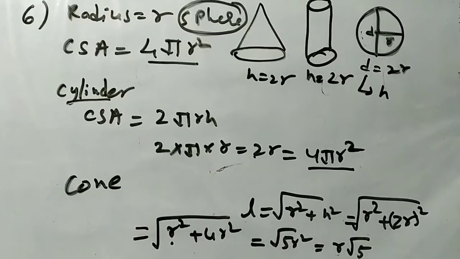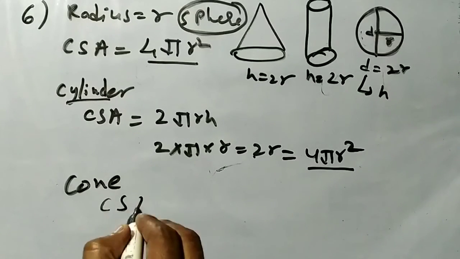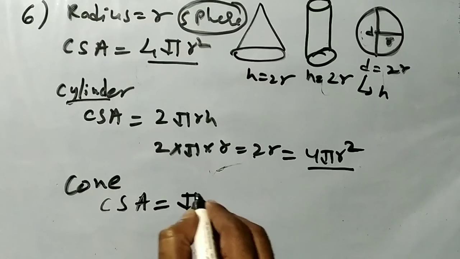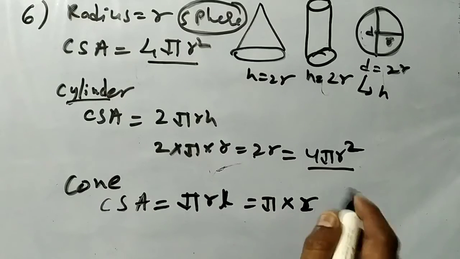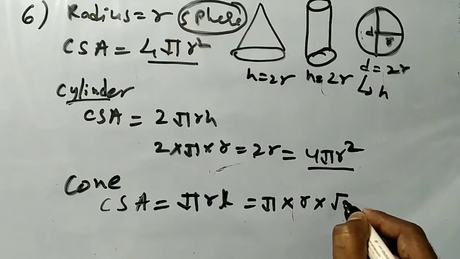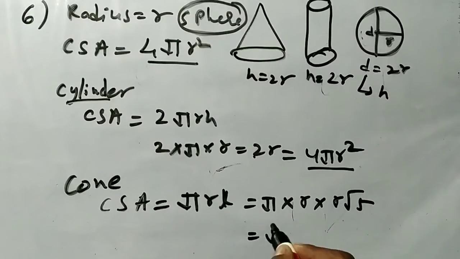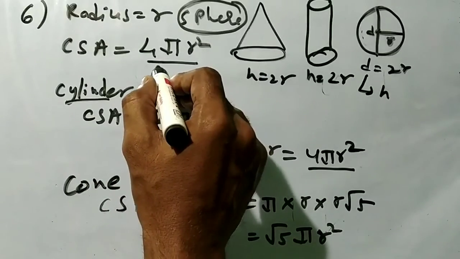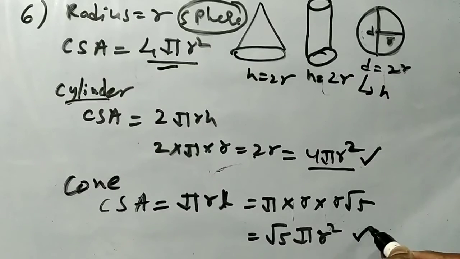So just substitute the value in the CSA. The curved surface area of a cone is equal to pi RL, that is pi into R into L, which we got just now as R root 5. So here we get root 5 pi r square. So we have to find the ratio of the CSA of the sphere, the CSA of the cylinder, and the CSA of the cone. Just write them together.